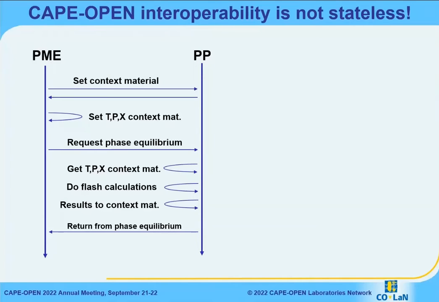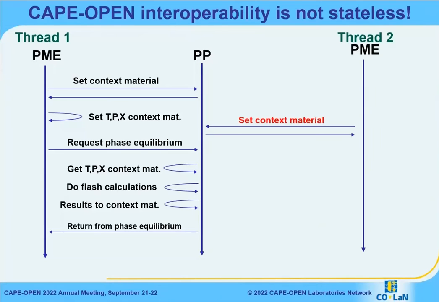So now imagine that there are two PME threads and they both operate on one property package. The second PME thread would pretty much be doing the same thing. It would set the context material as the first step of the phase equilibrium calculation on the property package, and it doesn't take a lot of imagination to see that that will go horribly wrong, because the property package that was in the process of doing a phase equilibrium on thread 1 is now suddenly seeing a different context material. That is presuming that setting the context material itself didn't cause a race condition, because it might have been doing that from two threads concurrently as well.